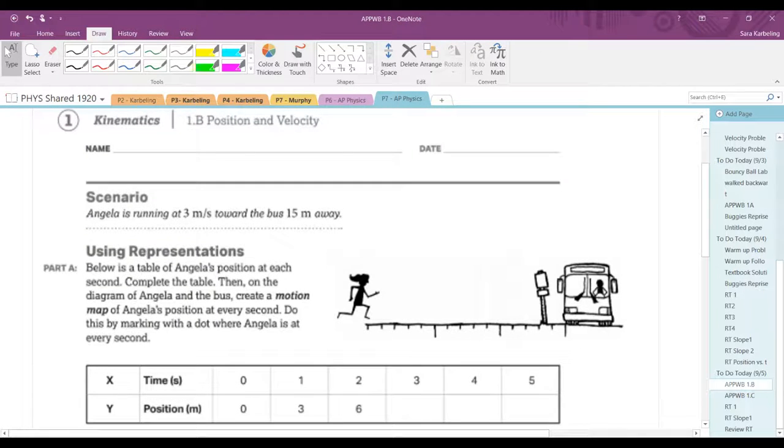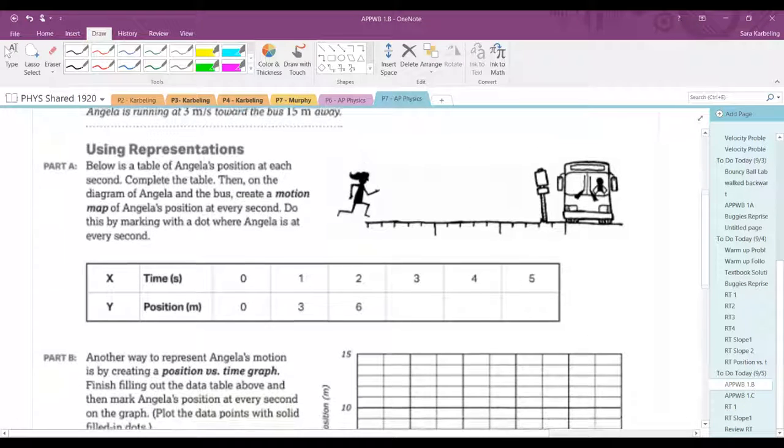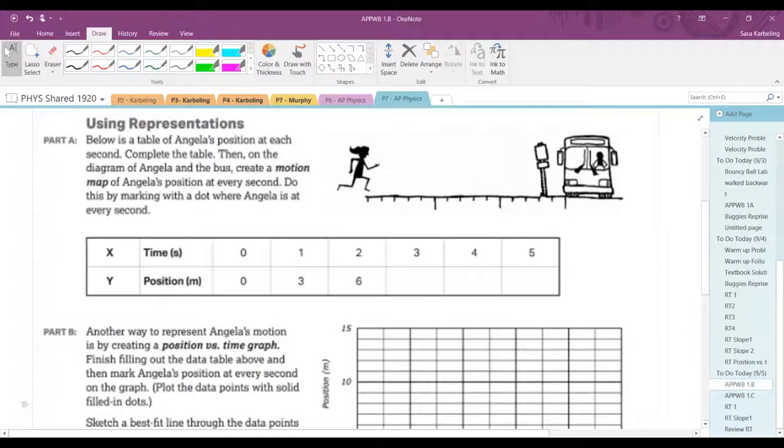So this is 1B, the first side that you did. This was the one talking about Angela running to the bus again. I guess she's just always late to the bus or something. I don't know. Maybe we should change the names on these, huh? So we're finding some pretty straightforward numbers here, right? We can just plug in numbers there and get that, and then we can graph it. Again, pretty straightforward.